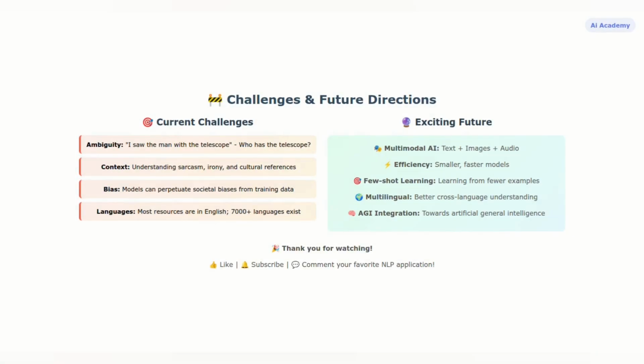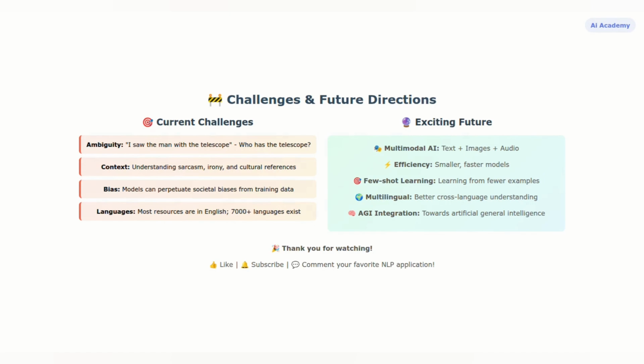Despite all the progress, NLP still faces significant challenges that researchers are actively working on. Language ambiguity is a major challenge. Consider the sentence, "I saw the man with the telescope." Who has the telescope? Context understanding remains difficult for machines.